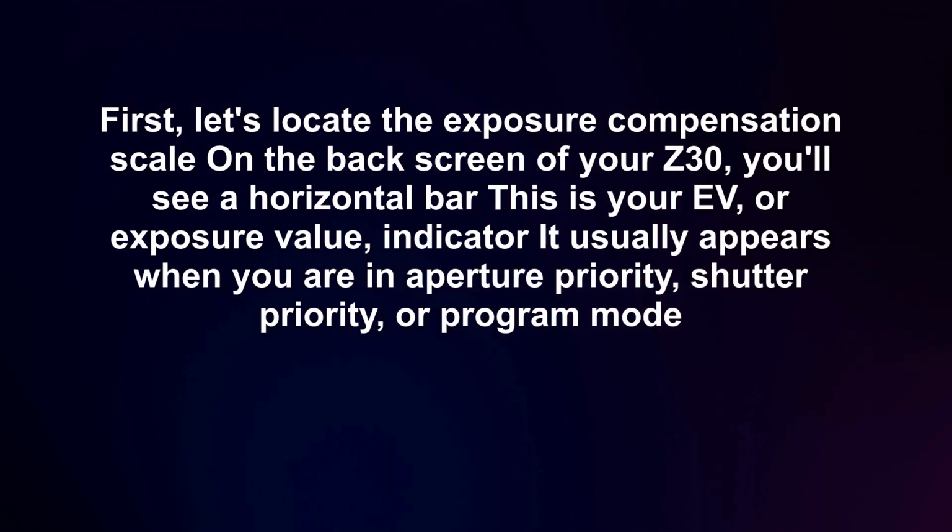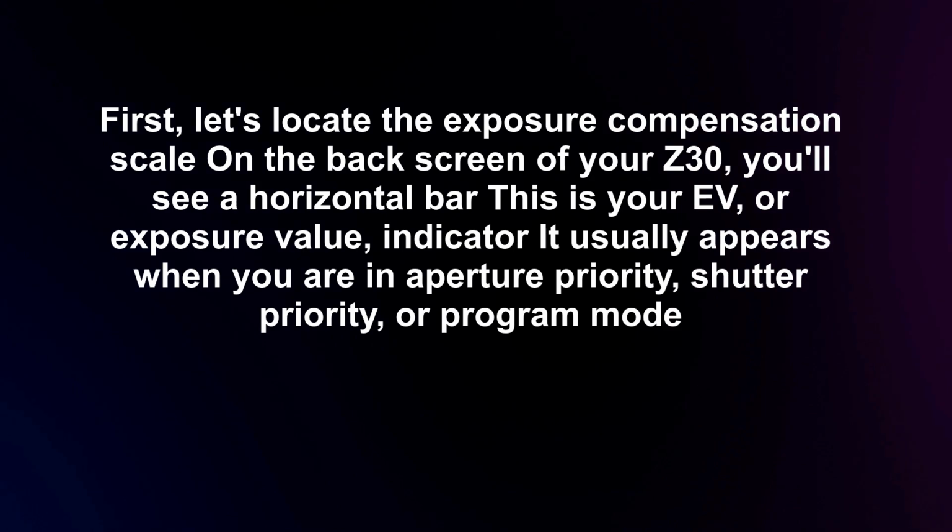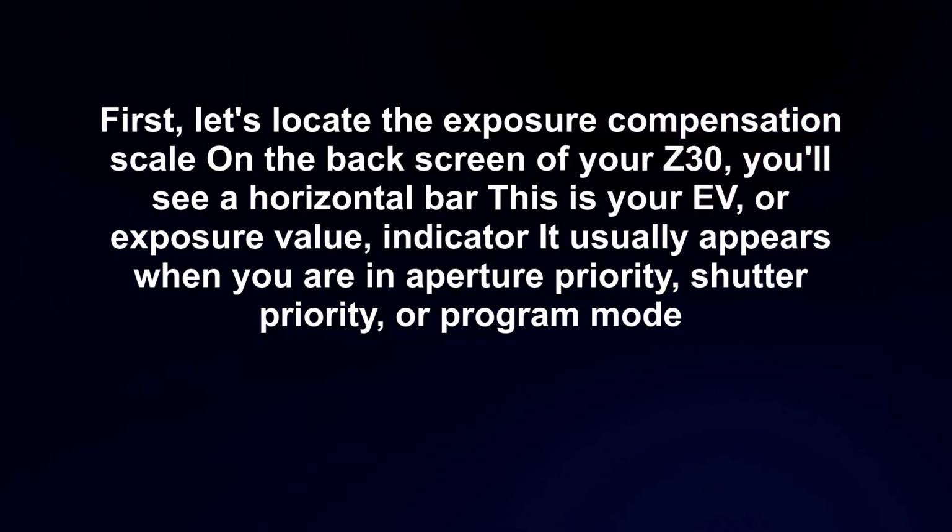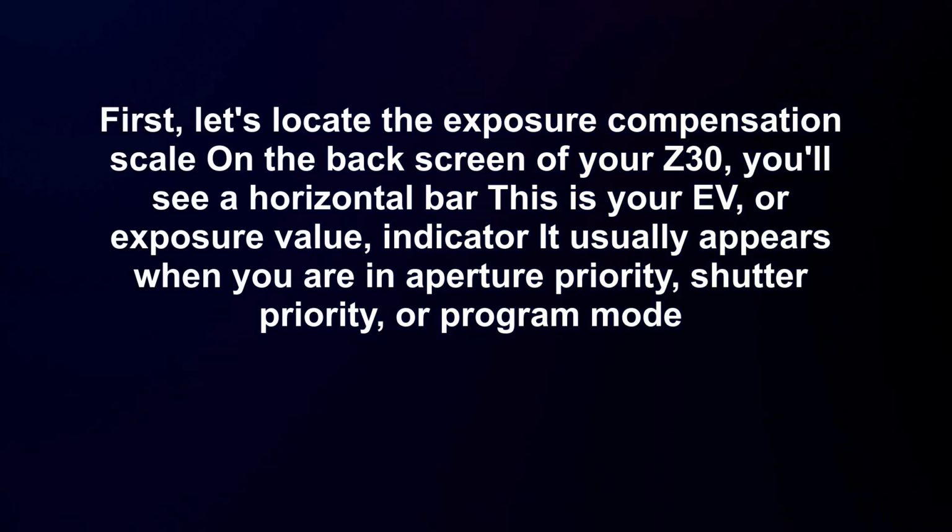First, let's locate the exposure compensation scale on the back screen of your Z30. You'll see a horizontal bar. This is your EV, or exposure value, indicator. Usually appears when you are in aperture priority, shutter priority, or program mode.